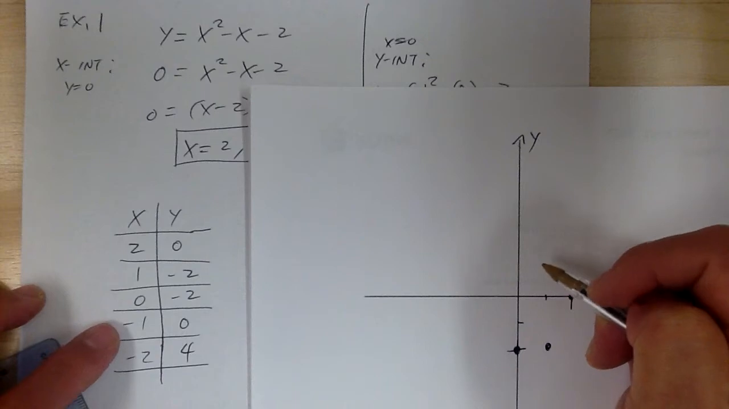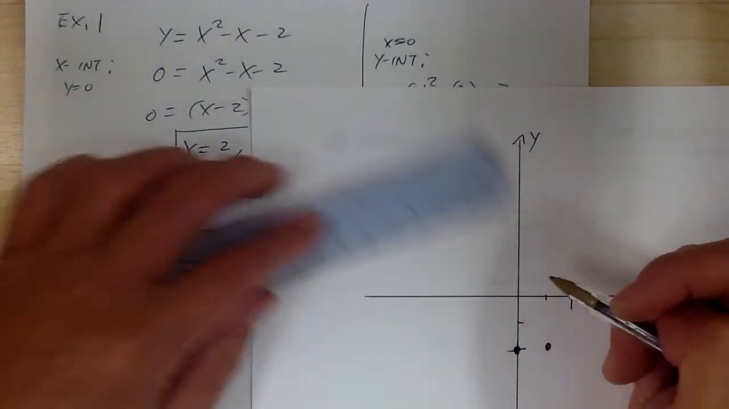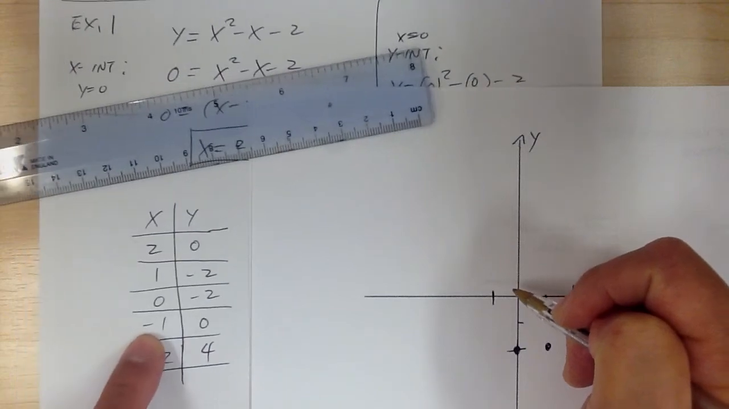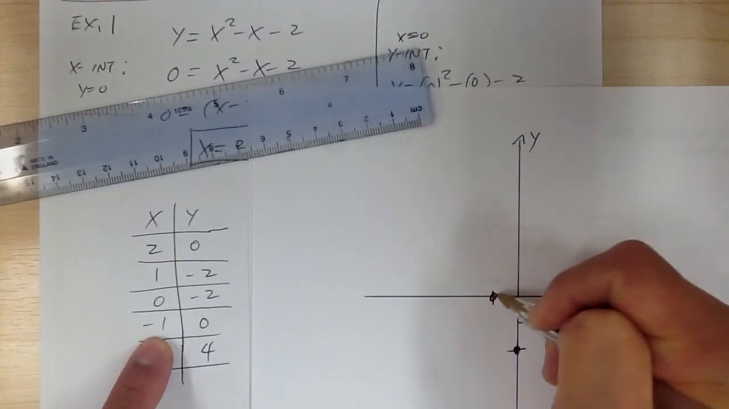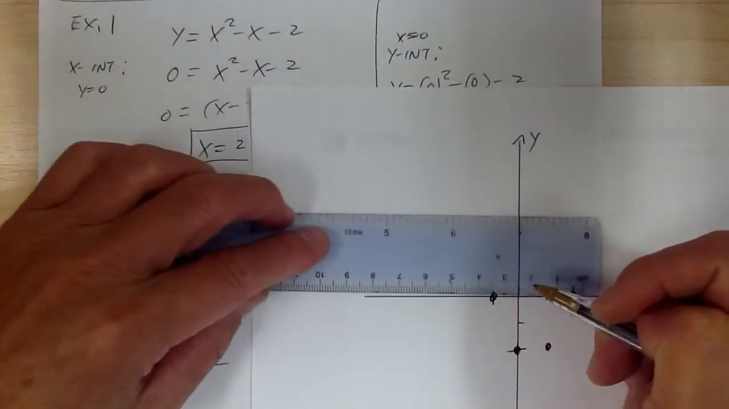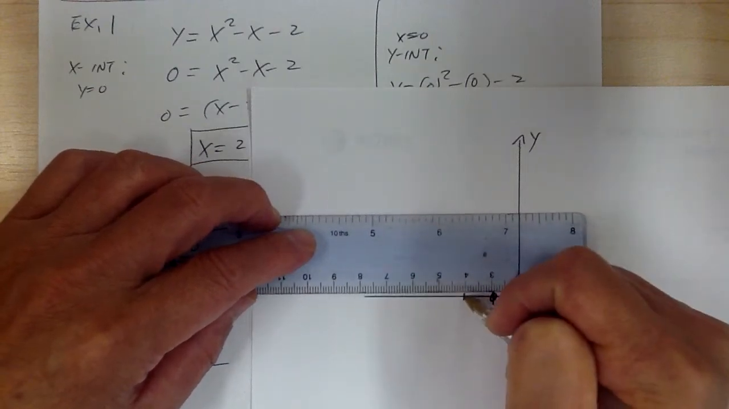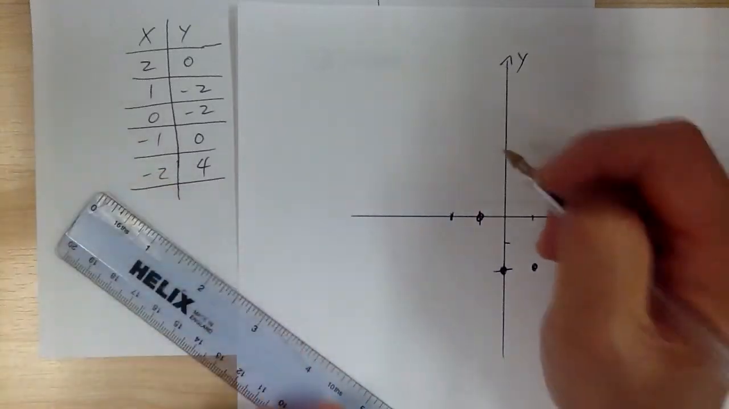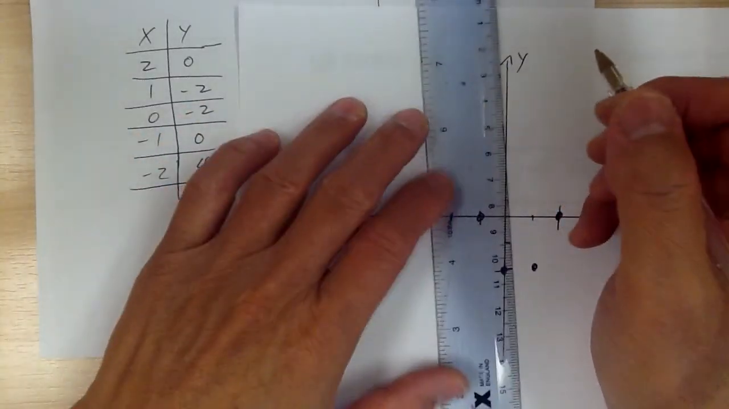Next one, when x equal to negative 1, see this point over here? Y equal to 0. Next one, when x equal to negative 2, so again, I'm using these values over here. I just plot the points. So y equal to 4.